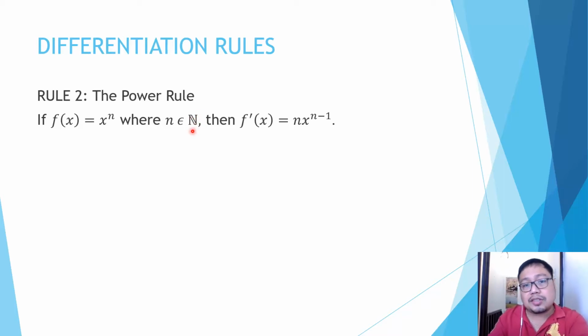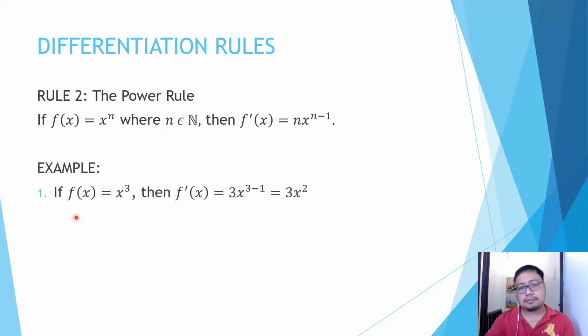Okay, natural numbers start with 1, 2, 3, 4, and so on. Right? So n could be 1, 2, 3, 4, 5, and so on. Let's have an example. Number one, if the function f of x equals x cubed, then the derivative of the function equals, so if we follow this one, let's bring down the n here, our exponent, and 3 times x to the power of your exponent less 1 will give you 3x squared. So the derivative of this function x cubed is 3x squared.